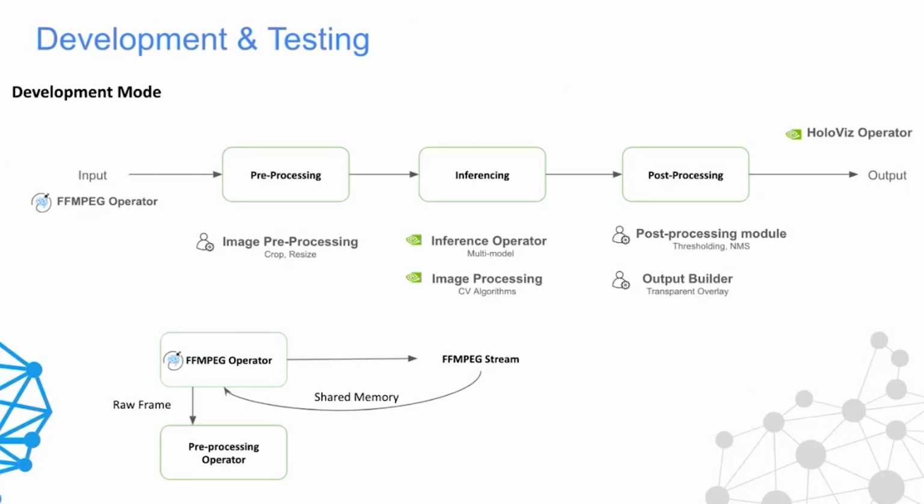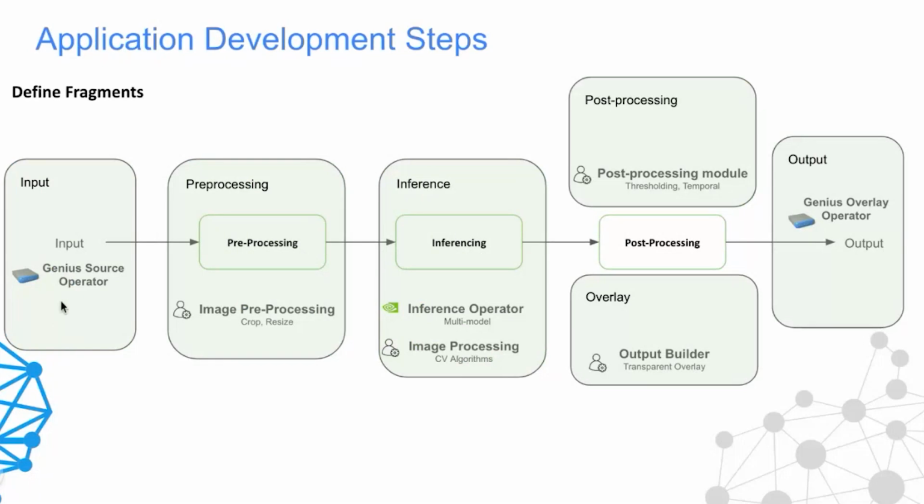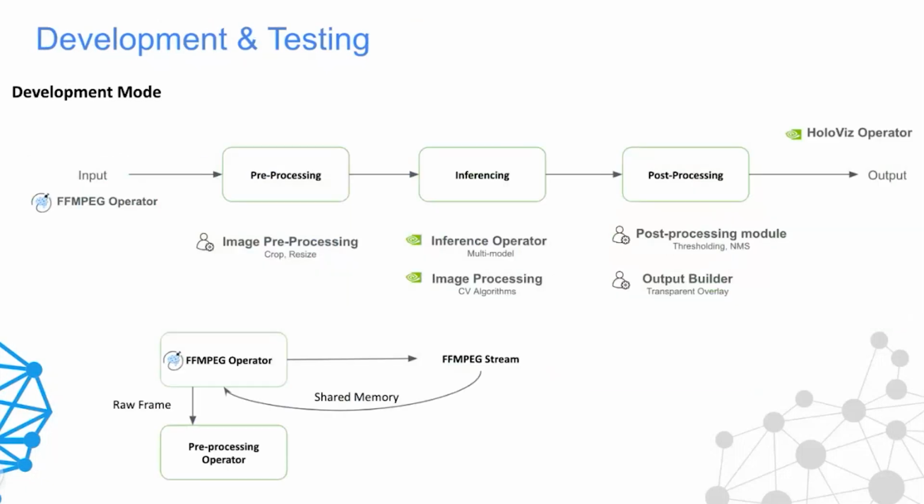Over here, as we see, input and output are provided by the edge device that we are going to use later to deploy on. But for development, since you are going to do it on your own system, it is recommended to use some other operators that can help you. So we built this FFmpeg operator that helps us stream from any other V4L2 source or from a video file. And for the output, we are using the inbuilt HoloViz operator that comes along with the Holoscan SDK.